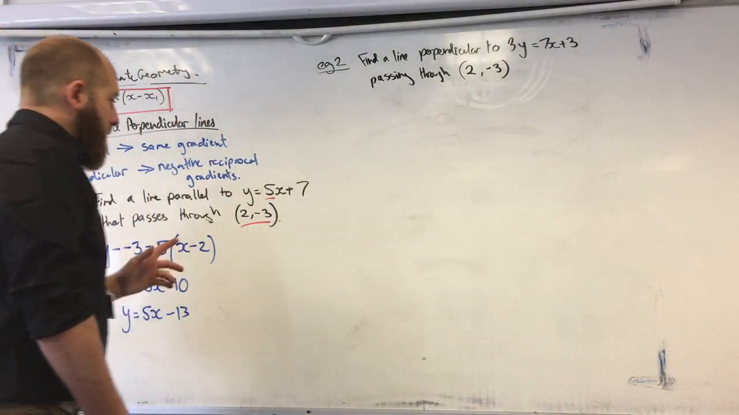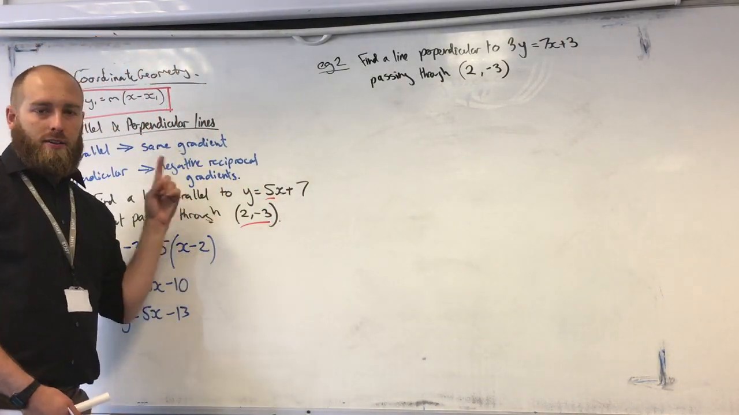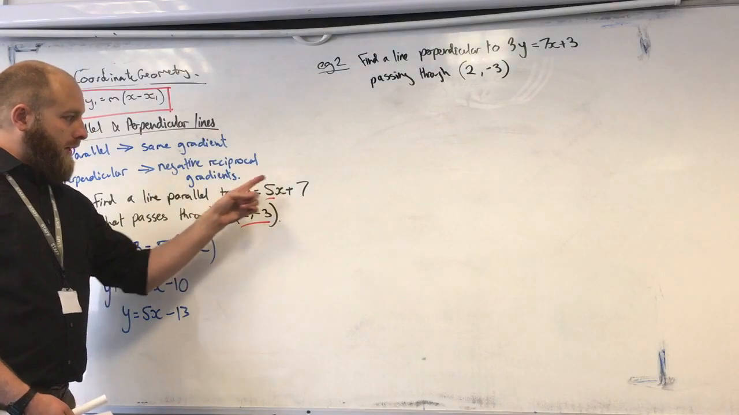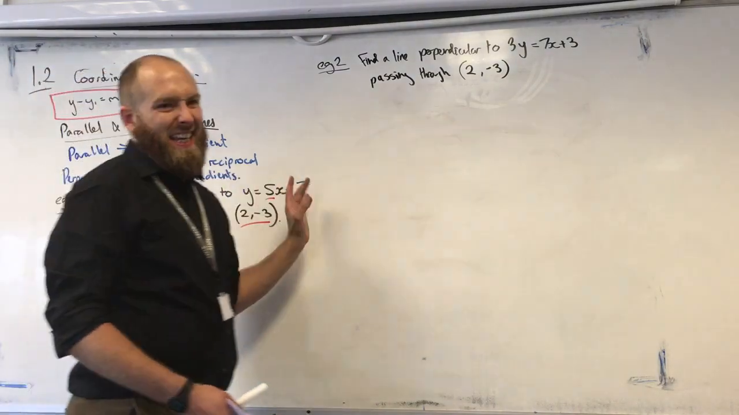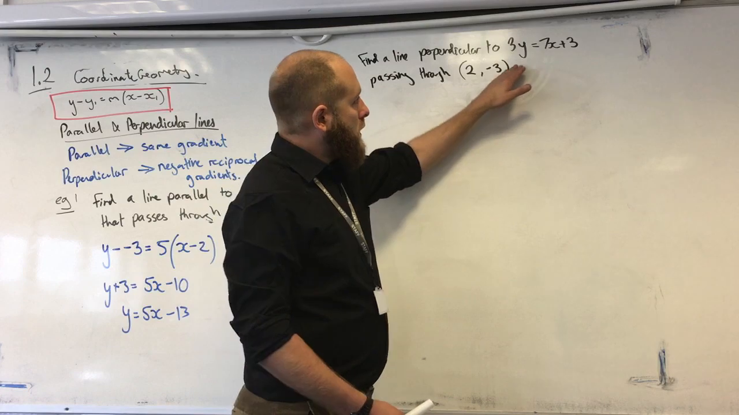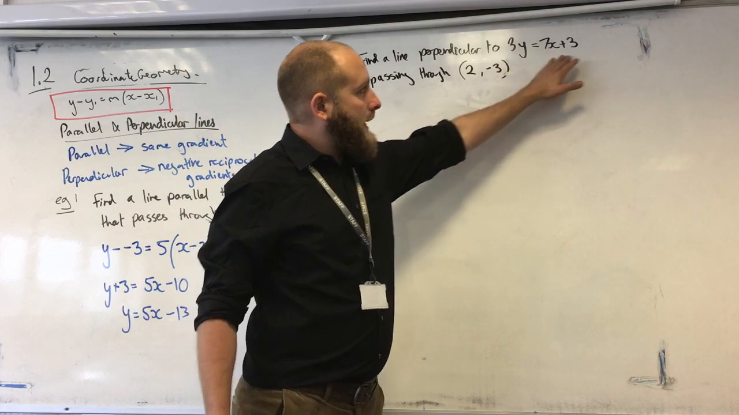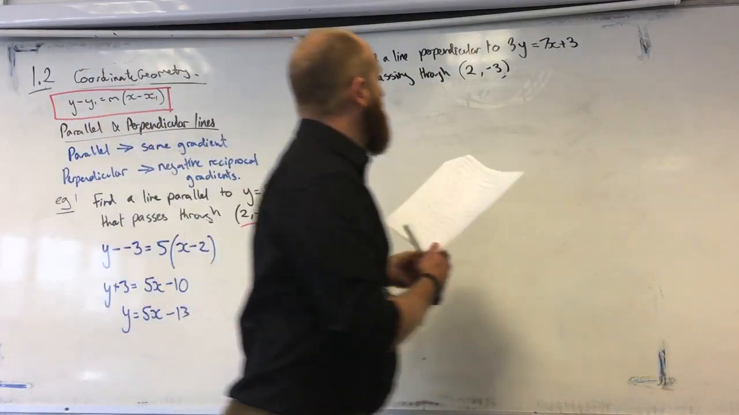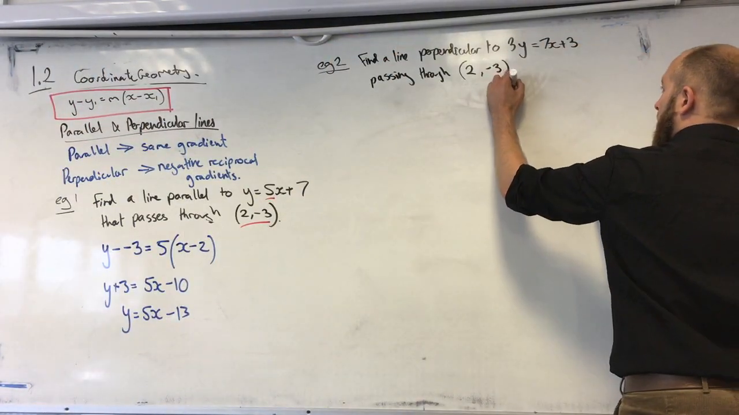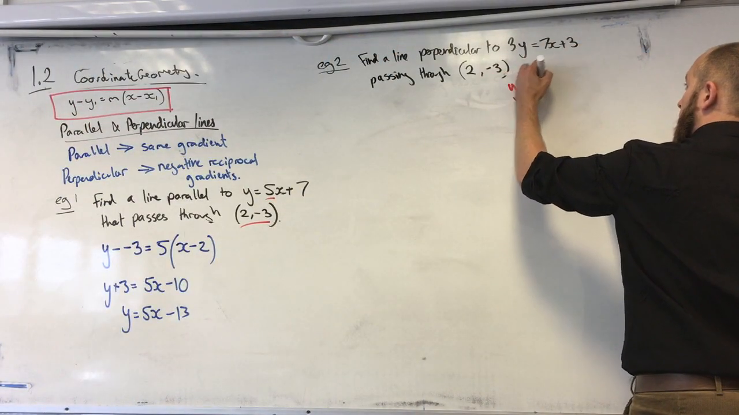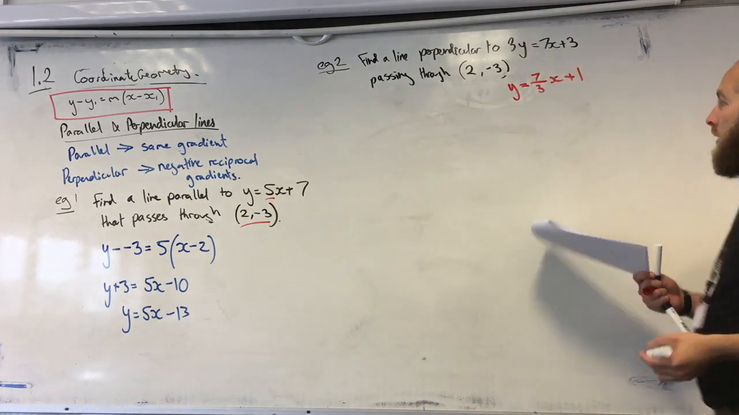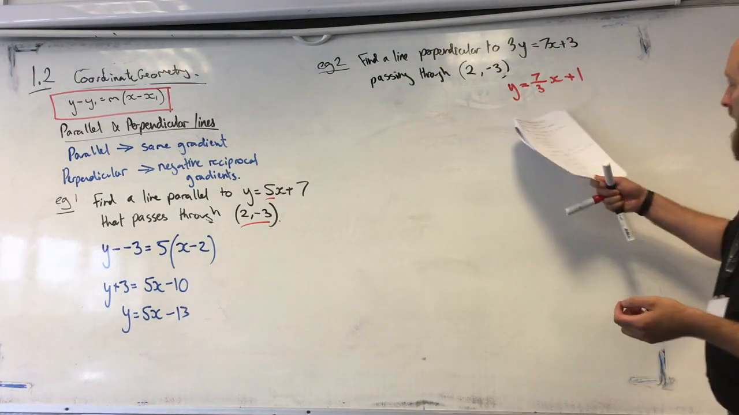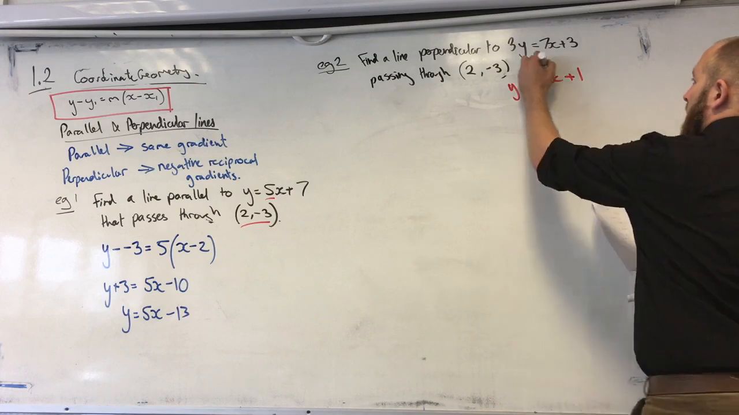This time, the gradient, we can't just read it off. Here we said the gradient is 5, we just looked at it because it's in the form y equals mx plus c. This one isn't in that form. So first of all, we need to divide by 3 to get this in the form y equals mx plus c. So we're going to get y equals 7 over 3 x plus 1. So the gradient of this line is 7 over 3.